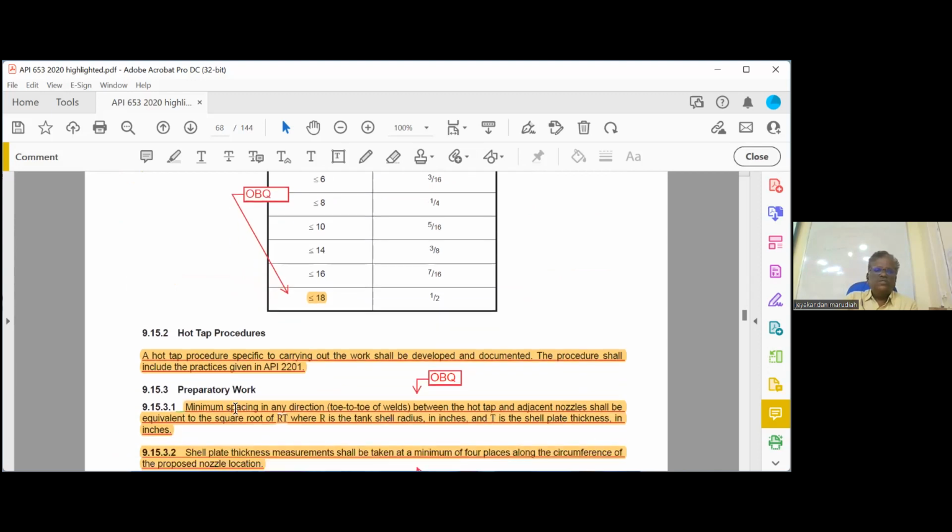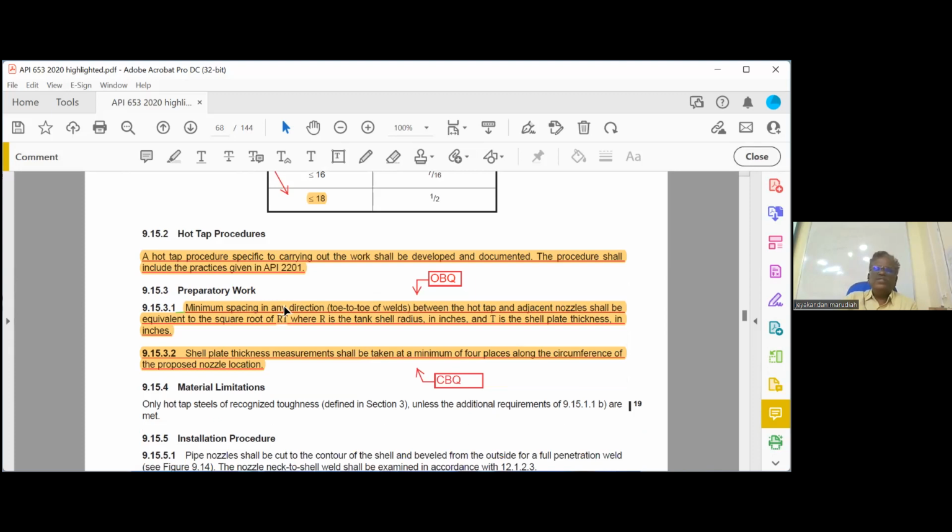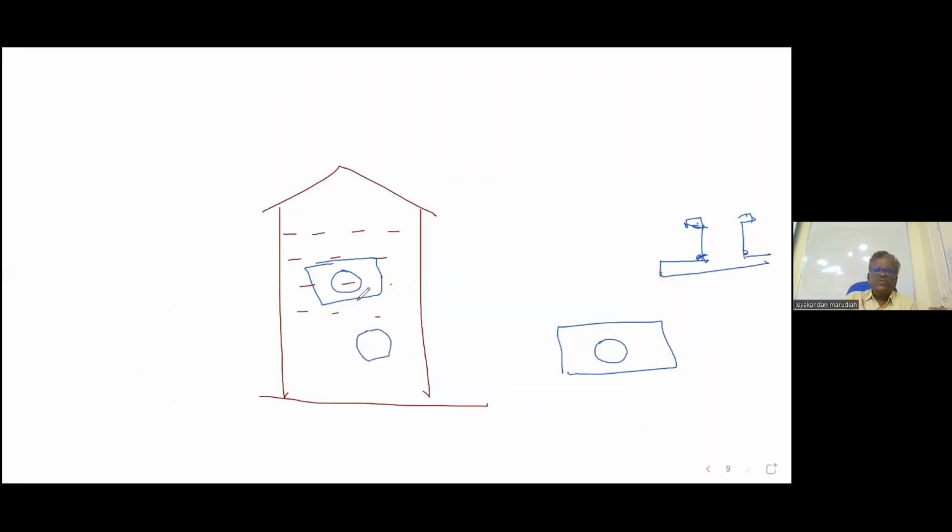Then the procedure. Highlight this one, next page. Hot tap procedure specific to the work being carried out shall be developed and documented. The procedure shall follow API 2201. Then minimum spacing. Suppose you have a hot tap nozzle, and near it there is another nozzle. What should be the minimum distance? There is a formula, square root of 4RT.